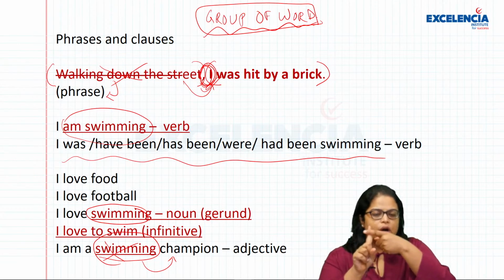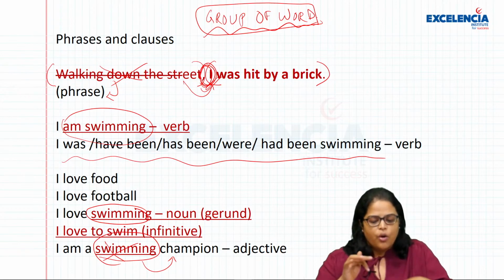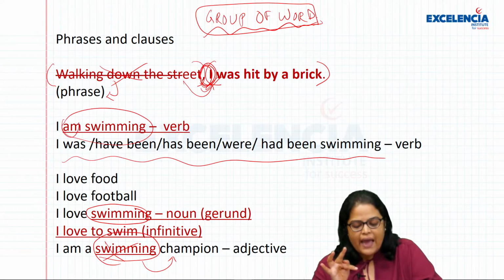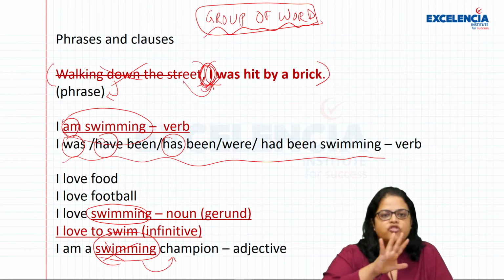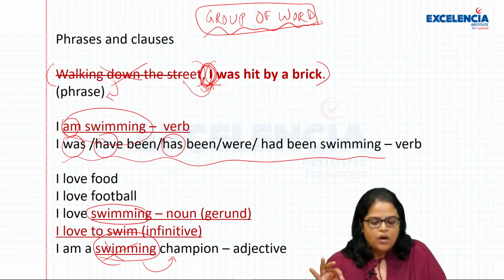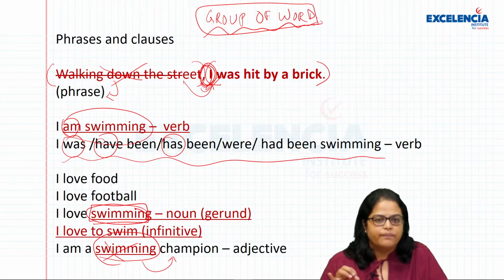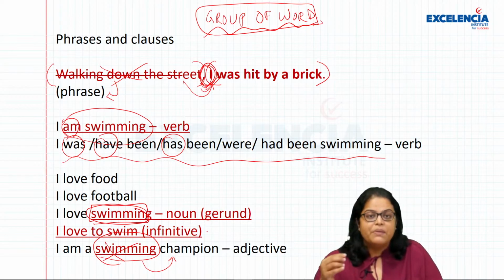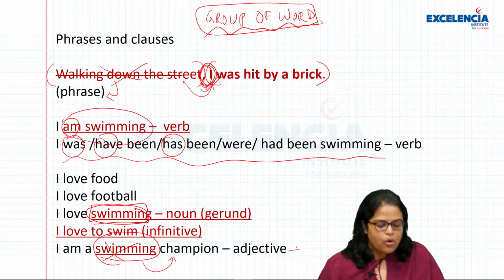ING can be either a verb, a noun, or an adjective. ING verbs will always have these helper words: am, was, have, has. So whenever these come in with an ING, I know that that's a continuous verb tense. When it is the subject or the object of a sentence, then it's a noun. But when it's describing something, it is an adjective, also called a participle. When a verb decides to act like an adjective, it's called a participle.